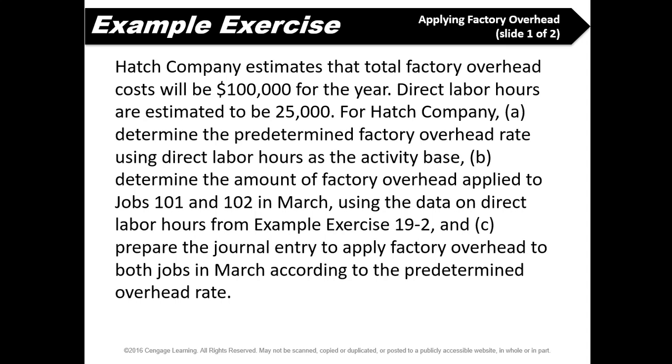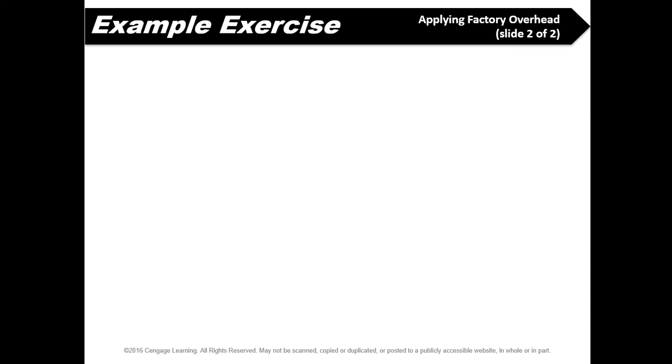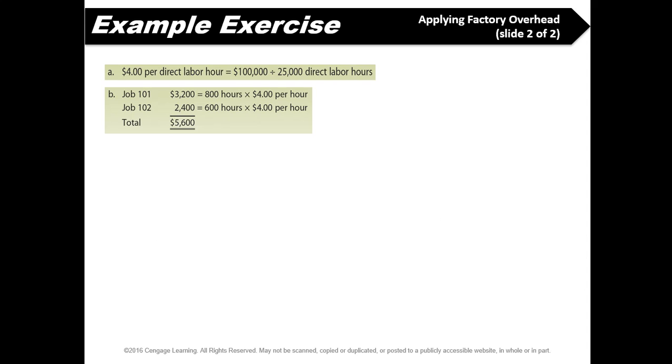So job 101, I said, has 800 hours. I better look and see if this is different. There it is. Job 101 had 800 hours of direct labor used. So if my rate is $4 per direct labor hour, job 101 used 800 hours, therefore $3,200 of overhead cost will be allocated to job 101. Job 102 used 600 hours times that $4 per hour rate. $2,400 of overhead will be allocated to job 102.